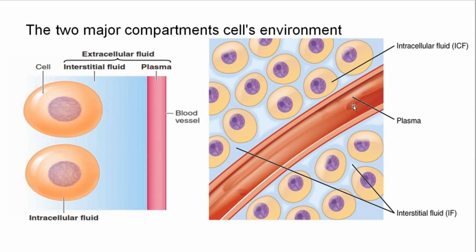Look, this one is plasma. Plasma is the fluid that surrounds the blood cells: white blood cells, red blood cells, and platelets. Interstitial fluid is the fluid that surrounds all other cells. For example, nerve cells, muscle cells, kidney cells, and heart cells are all surrounded by interstitial fluid.